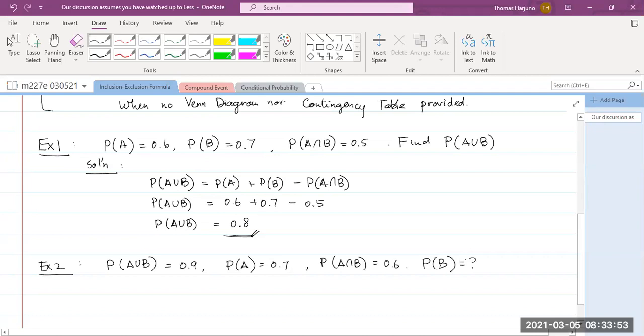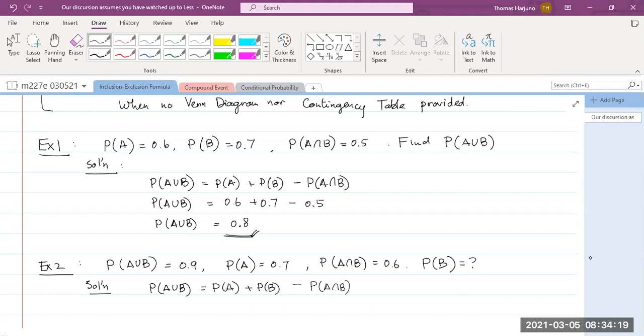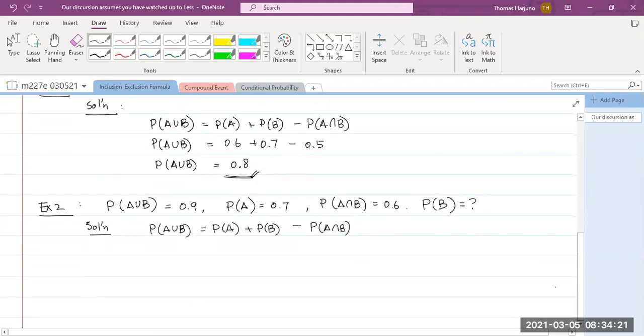Let's find probability of B. Then we use this formula again. Notice that we have probability of the union. We have probability of A. We don't have probability of B. That's what we are looking for. Yet we have the probability of the intersection. So using the 3 pieces of information we have, we can find the 4th one. Write down the formula first and then plug in numbers.